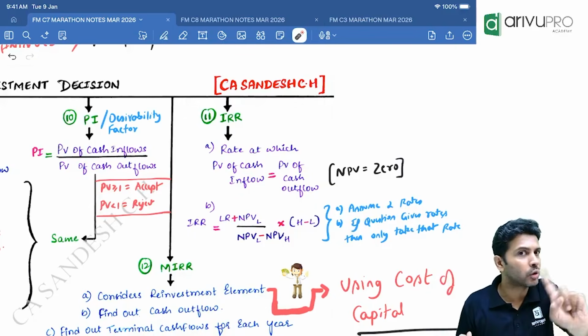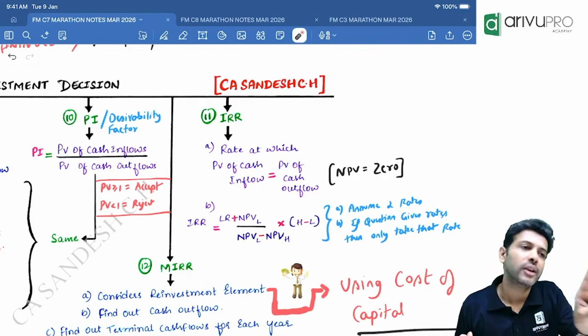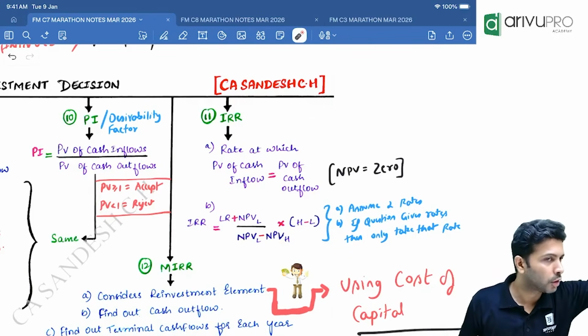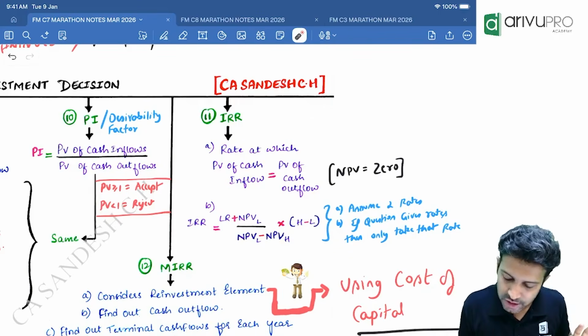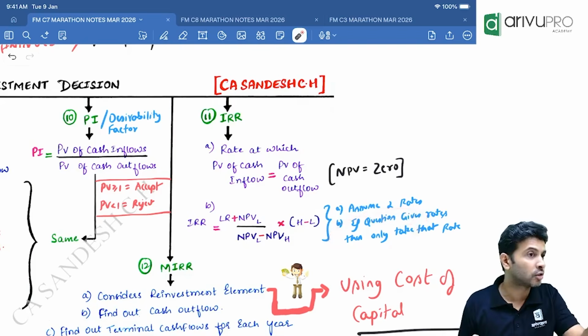In that case, you cannot assume. You have to take the same rate. If they don't give, you are free to assume whatever rate you want. Otherwise, watch out, take the rate and solve. Otherwise, you will not get marks.